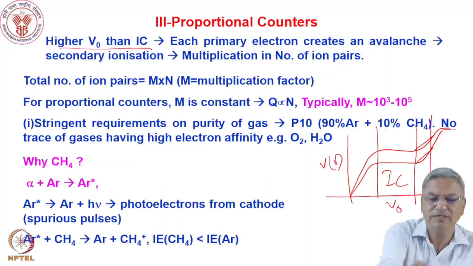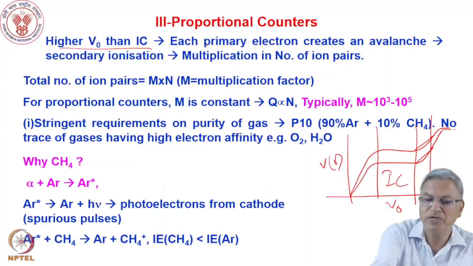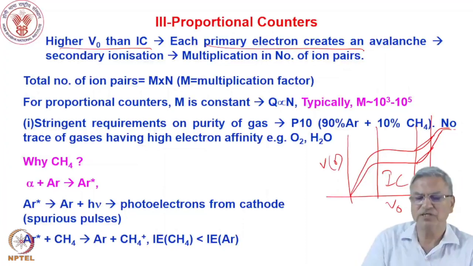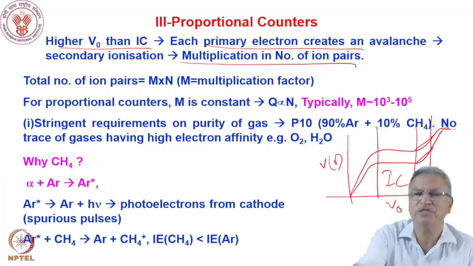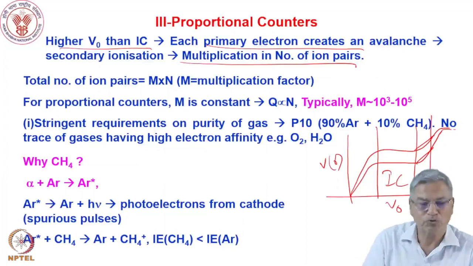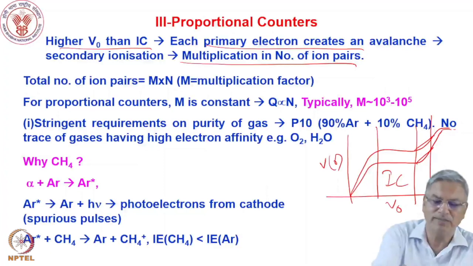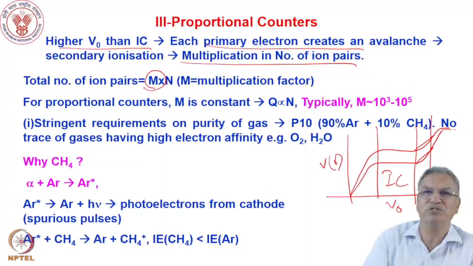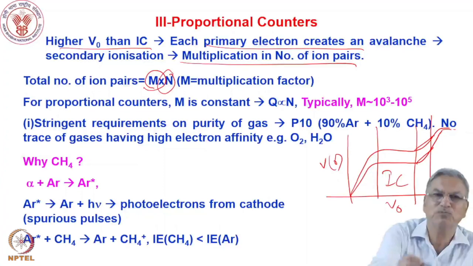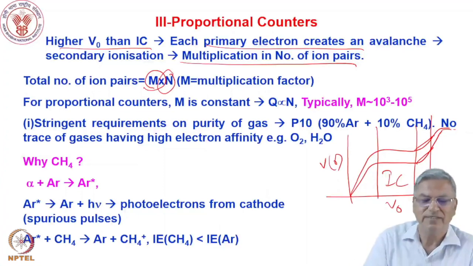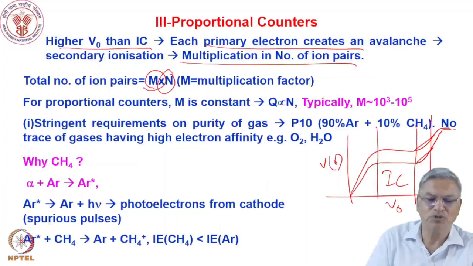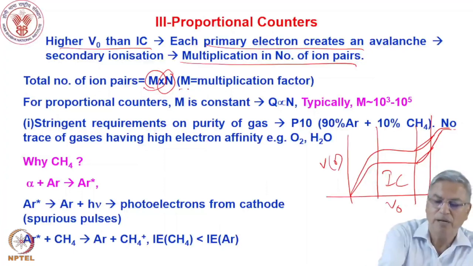So at higher voltage than the ionization chamber, these primary ion pairs can further undergo ionization in the gas medium. Each primary electron that is produced will cause an avalanche of ionization, so there will be a larger multiplication. This multiplication of ion pairs is, in fact, the property of proportional counters. And the important point is that the multiplication factor is constant. Suppose n ion pairs are produced as a result of primary ionization, then the total charge produced is m into n, where m is the multiplication factor.